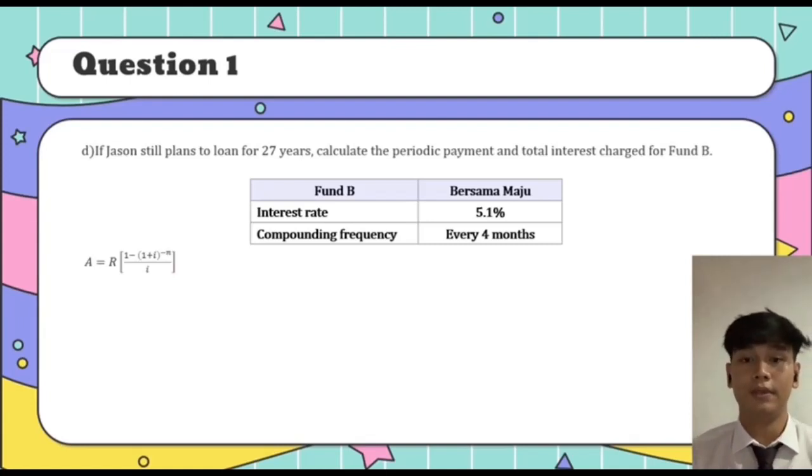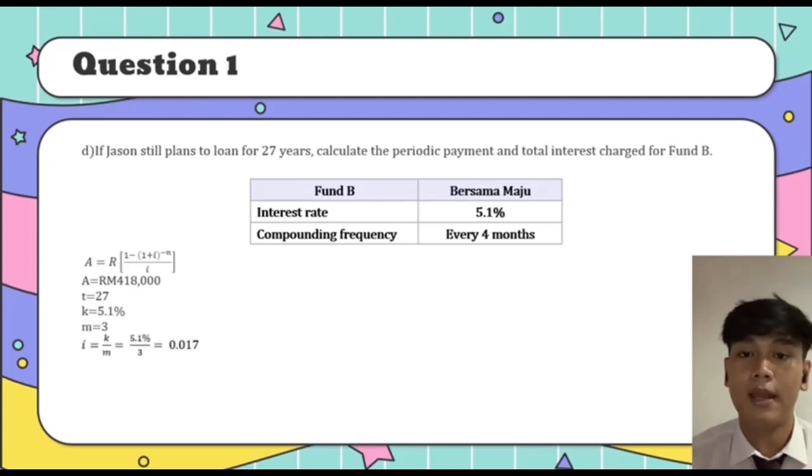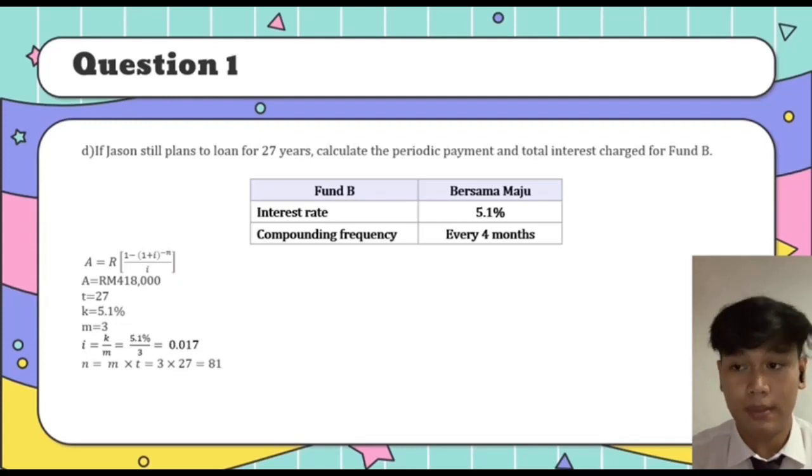After that, we need to take out the information that has been given. A equals 418,000, T equals 27, K equals 5.1%, M equals 3, and I equals the interest rate over M, which is K over M. K equals 5.1% over M equals 3, and we got the answer 0.017. And then we need to find N. N equals M multiplied by T, which is 3 multiplied by 27 equals 81.